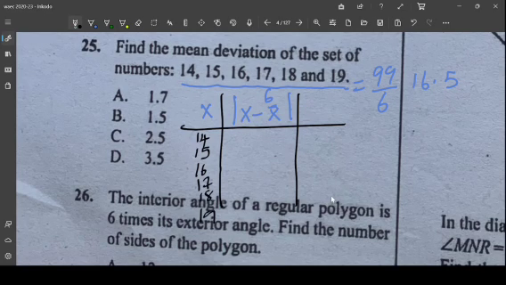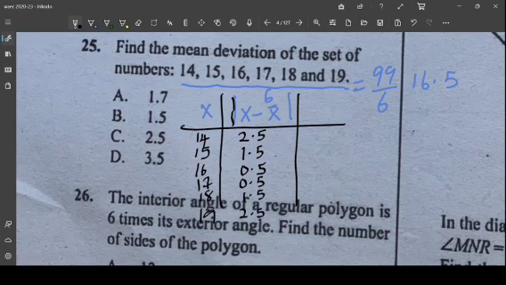So for 14, x minus x bar means 14 minus the mean. All right. So 14 minus the mean is actually minus 2.5. But I need the absolute values. That is, forget about the minus. Just tell me the value. That's 2.5. All right. 15 minus 16.5 is 1.5. 16 minus 16.5 is 0.5. Also the same thing with 17, it is 0.5. 18 is 1.5 and 19 is 2.5. So these are the deviations of these numbers from the mean.